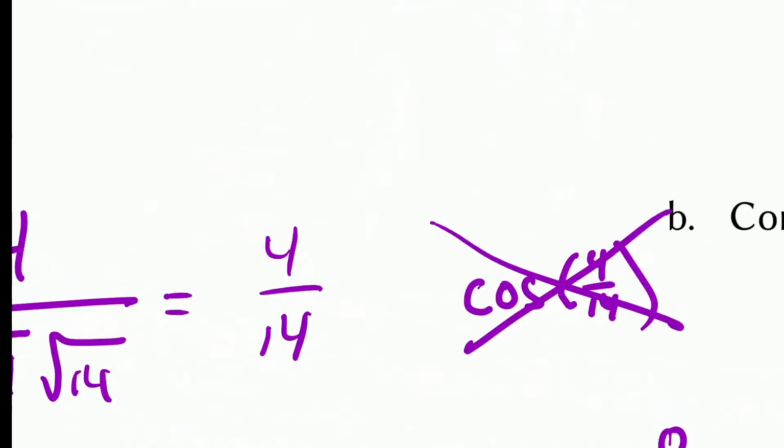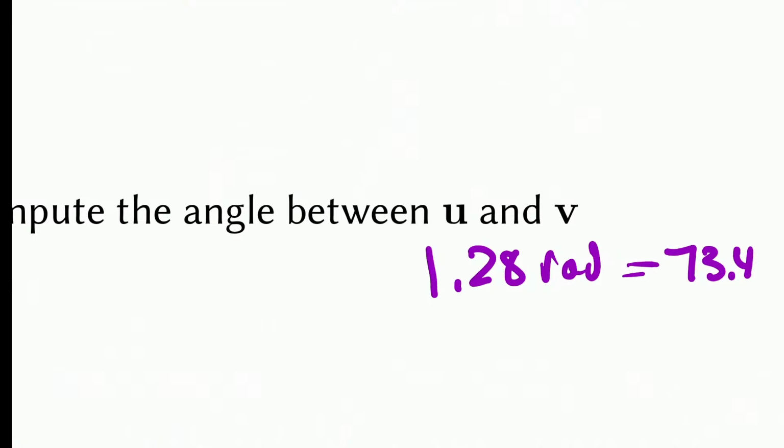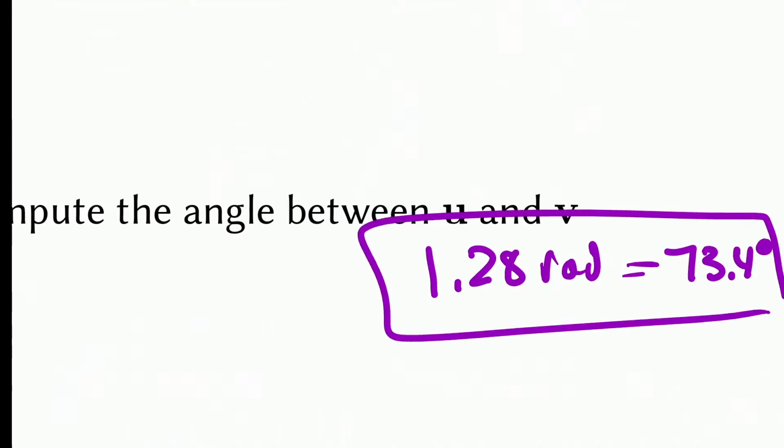Okay, so here's the right answer. I'll put it over here. It's 1.28, which is what everyone got, radians. And that's the same as, let's see, multiply by 180 divided by pi. And that's the same as 73.4 degrees. 73.4 degrees. Okay, so there it is.